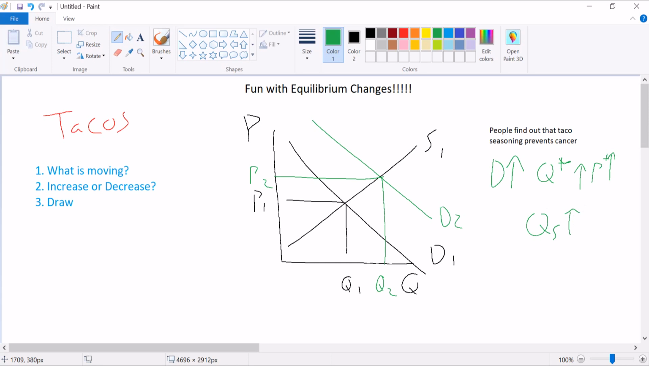So that's all for this video. In my next video, I'm going to pick up right where we left off, and we're going to start moving two curves at a time and show what happens when supply and demand simultaneously move, and how that can kind of complicate our analysis. I hope this video was helpful to you.